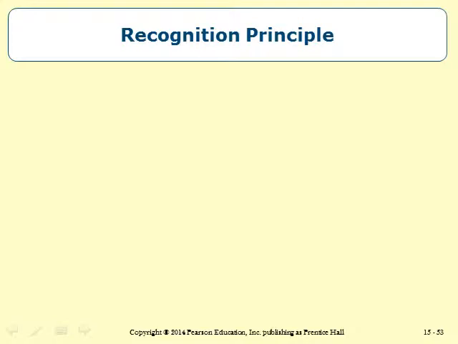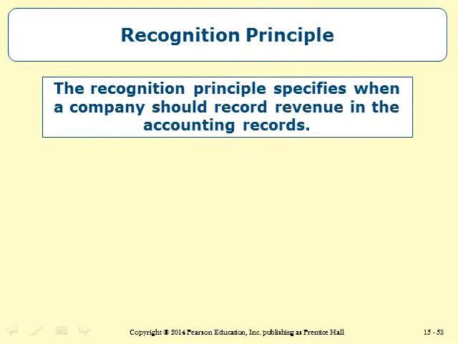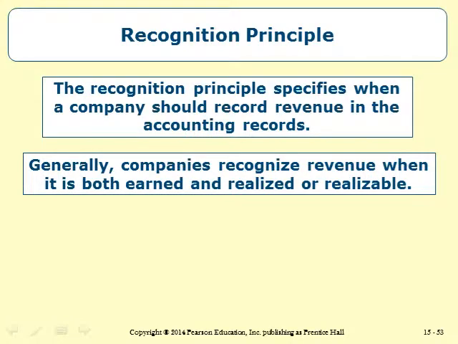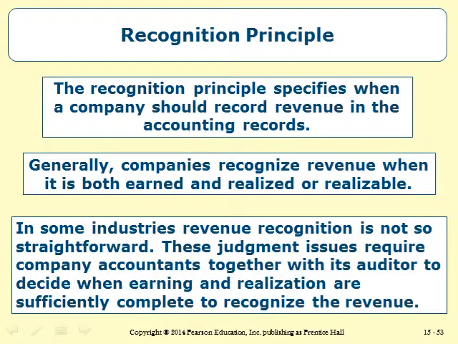The first principle, on recognition, which is introduced in the text on page 622, specifies when a company should record revenue in the accounting records. We indicated that companies recognize revenue when it is both earned and realized or realizable. Consequently, most companies recognize revenue when they deliver goods or services to customers. However, in some industries, revenue recognition is not so straightforward.